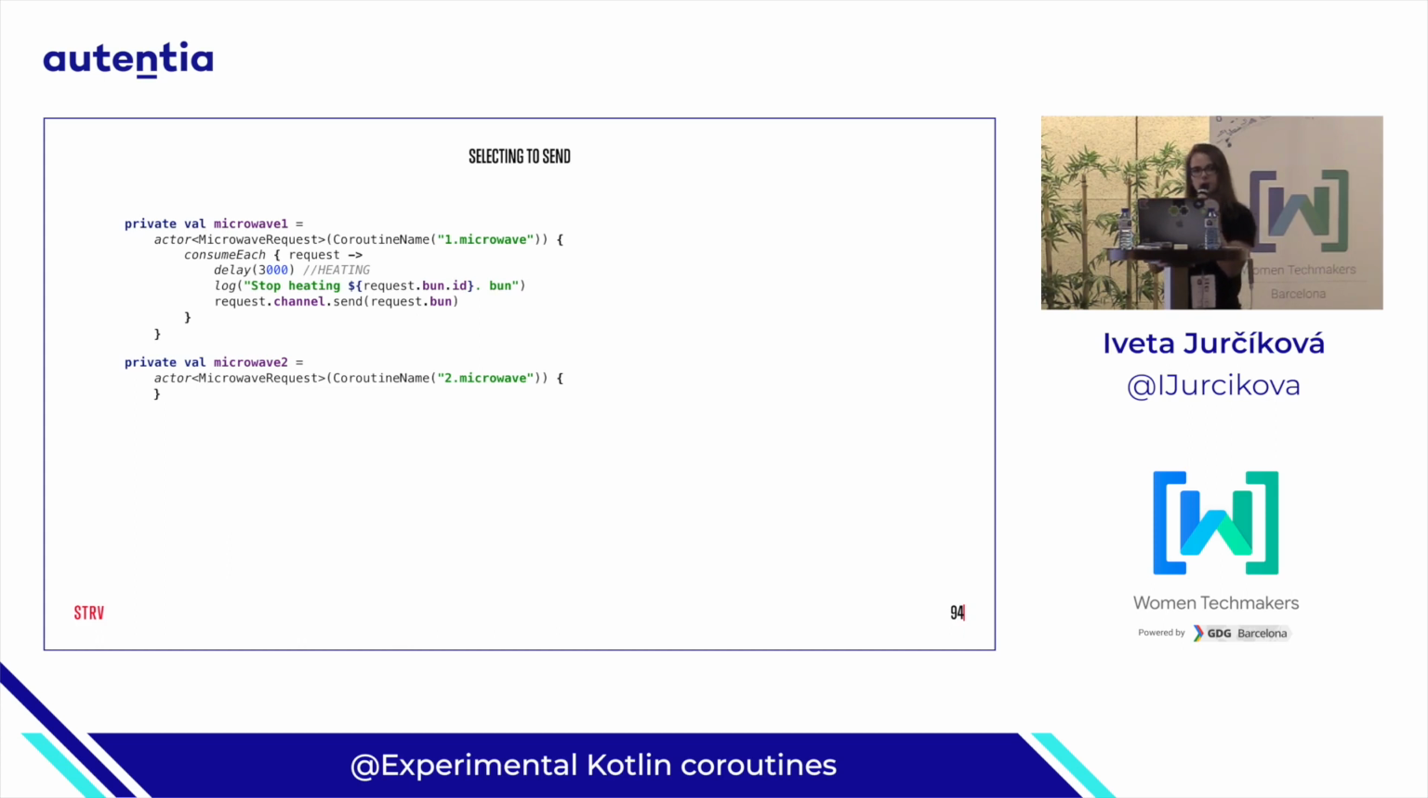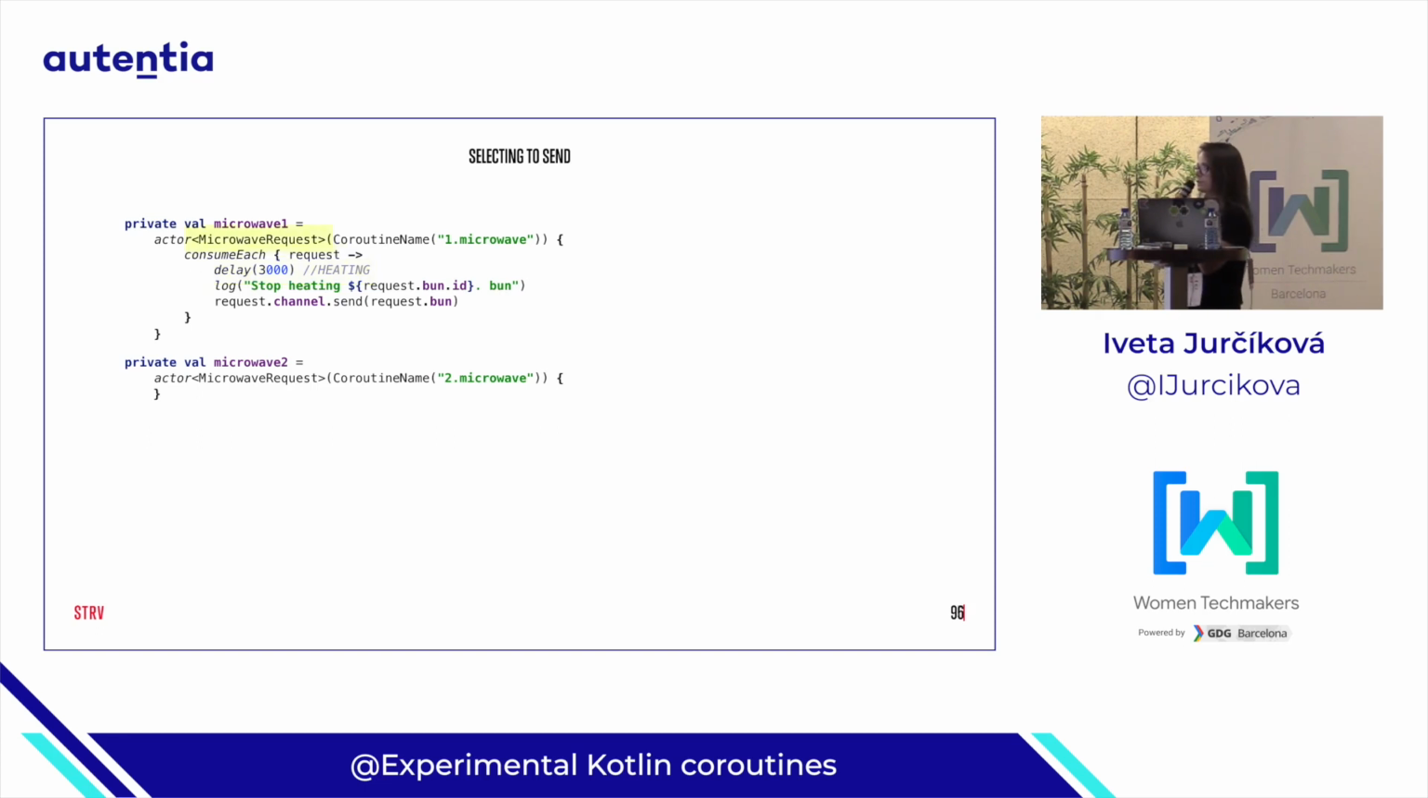A microwave actor suspends while it is heating a bun, which is simulated by calling the suspending function delay. And while it is suspended, it's forbidden to put another bun into the microwave until the one which is currently heating is warm enough.